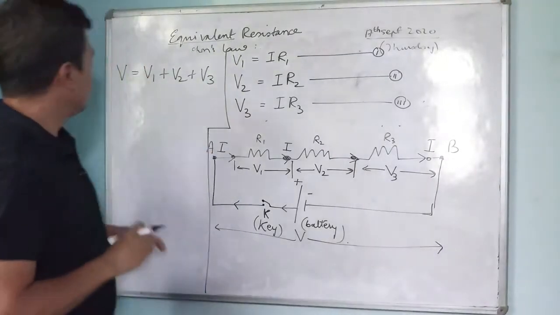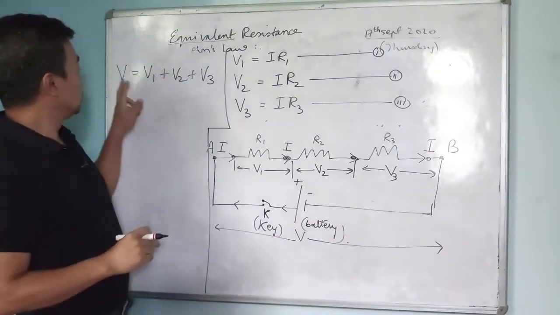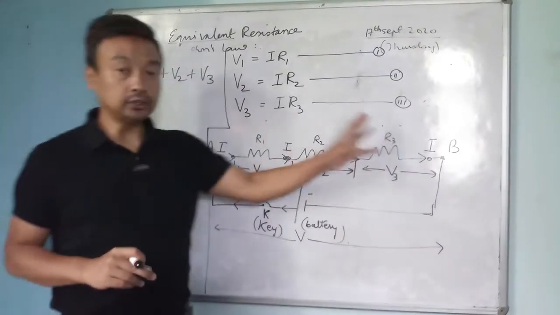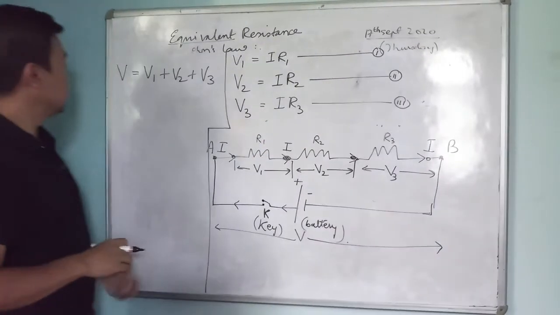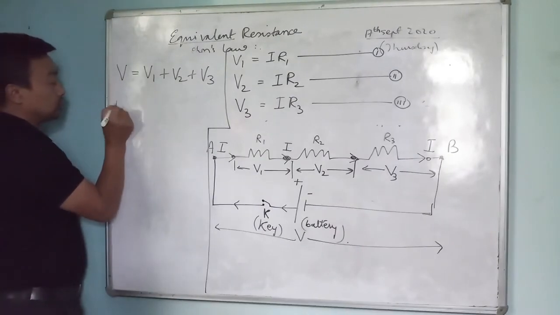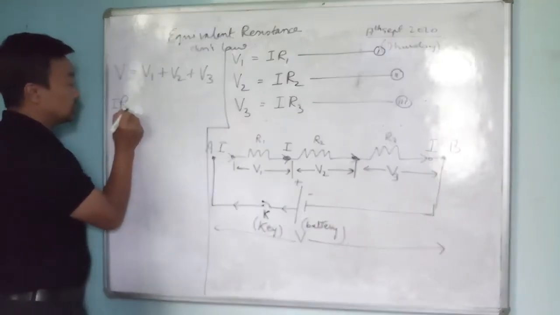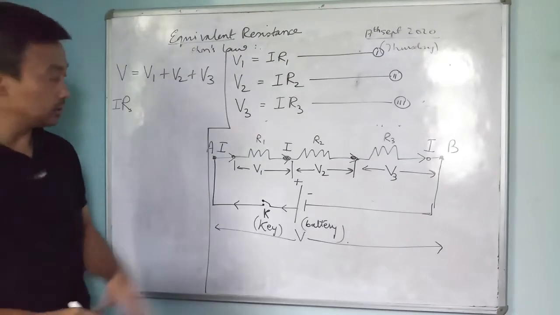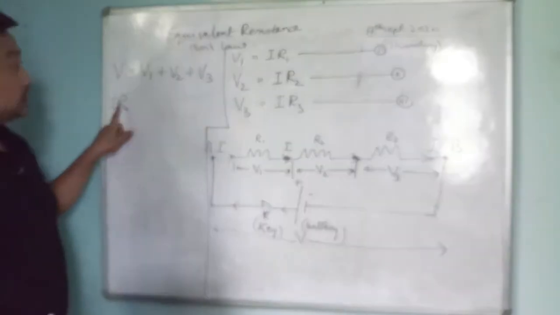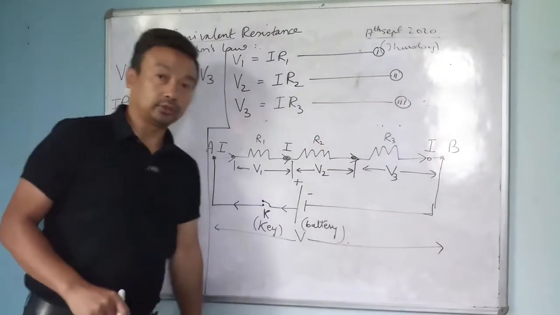So now this V is for the entire circuit. So what will be the resistance? That resistance for the entire circuit is called the equivalent resistance. So we can take the current as I, and you can write IR, or you can also write it as IRs, because this resistance is the equivalent resistance for this complete circuit.